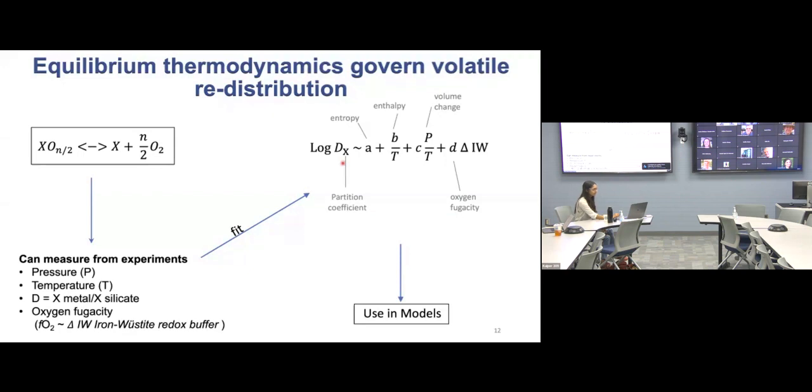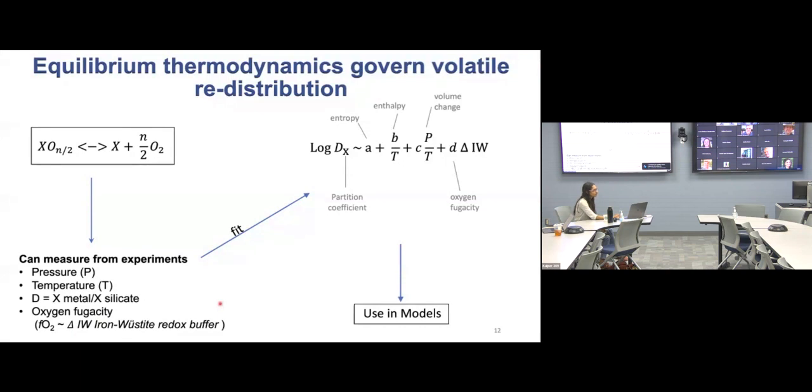I just wanted to point out here that the oxygen fugacity can be thought of as the partial pressure of oxygen in your system, or the availability of oxygen in your system. And for the rest of the talk, I will refer to oxygen fugacity in the context of this iron-wüstite redox buffer, which is commonly used in earth science.